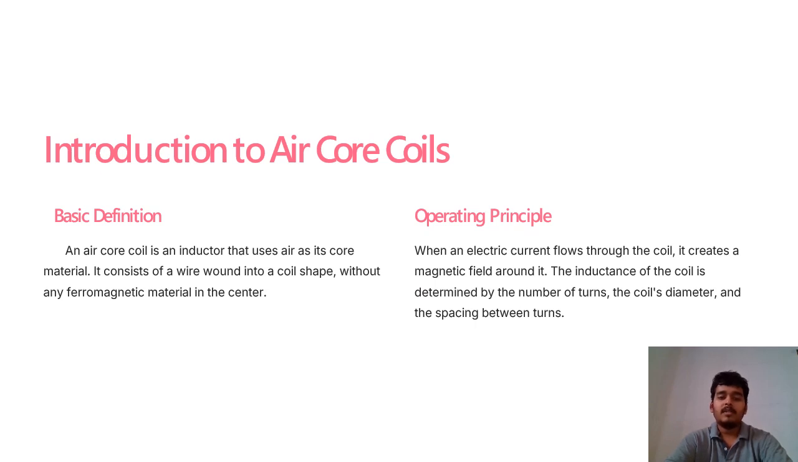The operating principle is that when an electrical current flows through a coil, it creates a magnetic field around it. The inductance of the coil is determined by the number of turns, the coil diameter, and the spacing between turns. As we all know, when a copper wire is twisted into a coil, it is an inductor. So the inductance is present in the coil, and it depends upon the number of turns as we twist, the coil's diameter, and the spacing between the turns. If the space is more, then the flux losses are also more.